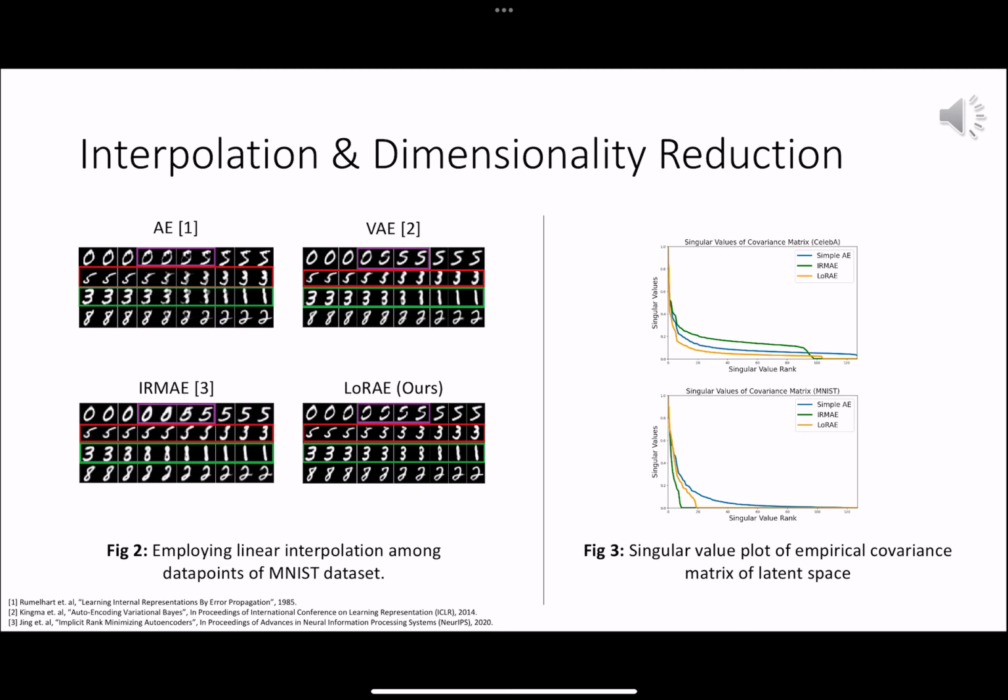In Figure 4, we examine how quickly our model reduces the dimensionality of the latent space. We find that a simple autoencoder tends to utilize nearly the entire latent space, whereas the implicit rank minimizing autoencoder drastically reduces the dimensionality. Our model, in contrast, achieves a more gradual and smoother reduction in dimensionality. These experiments confirm that our model learns a better representation of data than baselines.